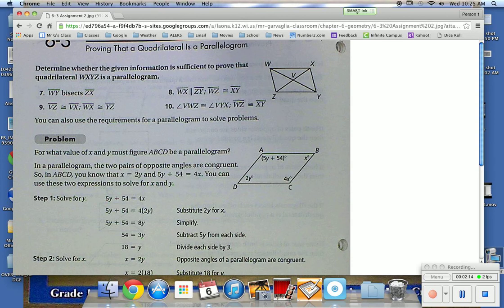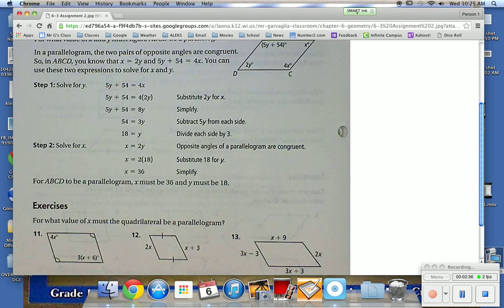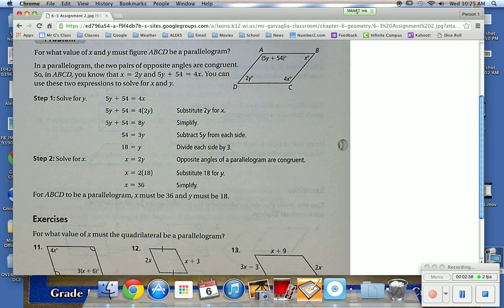This is more of a sufficient to prove. Is this enough information to be able to prove that it's a parallelogram? Same thing as what we did on the other side. It's giving the verbiage for it now. Same yes and no. And then you should be able to get into this one here and do it the same way.